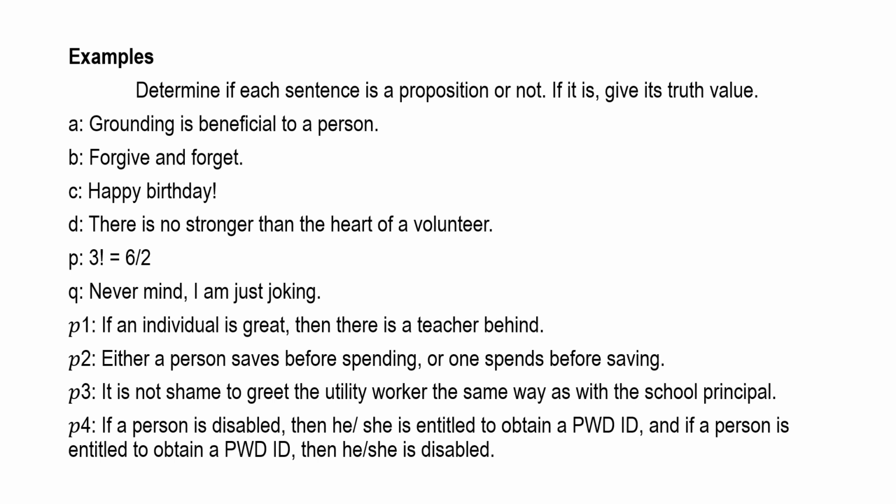So for examples, determine if each sentence is a proposition or not. If it is, give its truth value. Again, the truth value defines if the sentence or proposition is a true or false statement. If a proposition is a true statement, then the truth value is true. When the proposition is a false statement, then the truth value is false. So that's simple, no?